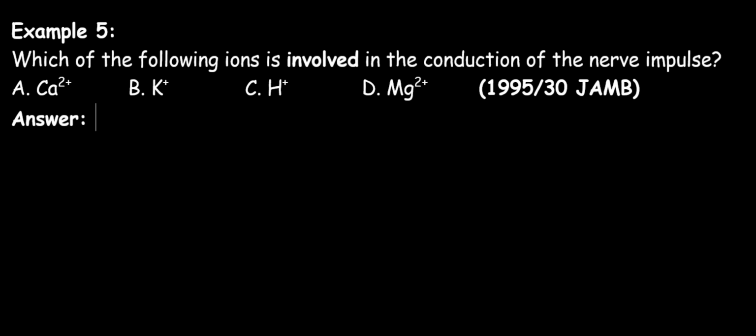Our next question, it says, which of the following ions is involved in the conduction of nerve impulses? A. calcium ion, B. potassium ion, C. hydrogen ion, D. magnesium ion. In the conduction of nerve impulses, two ions are involved, and that is the potassium ion and the sodium ion, and that makes our answer to be B, potassium ion.